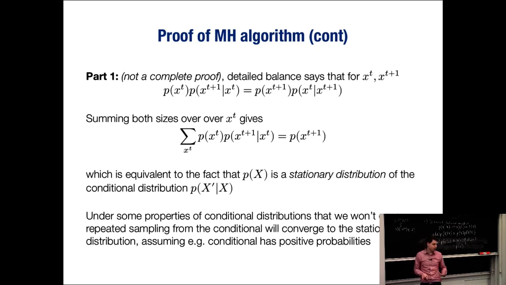So that's actually the first part of the proof. It says that if we can satisfy these equations here, called detailed balance, we will in fact get samples that come from our target distribution.